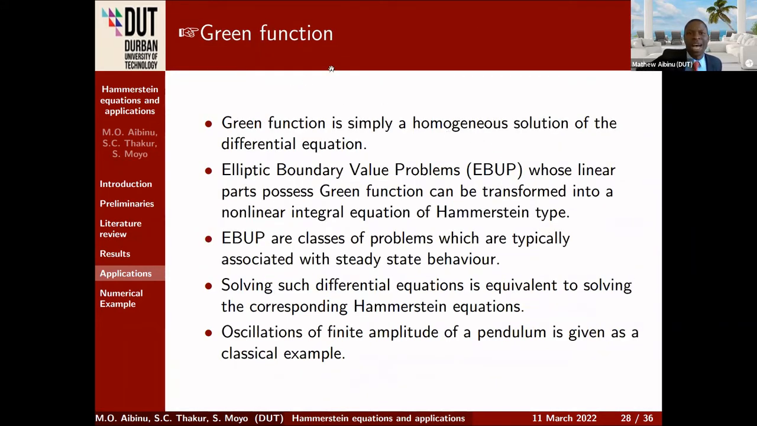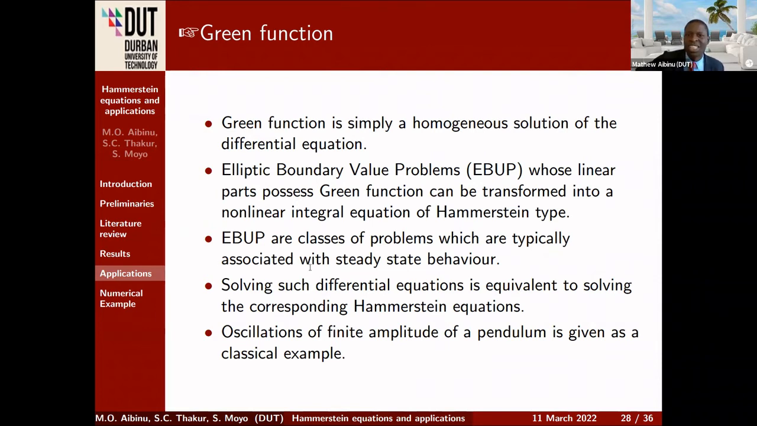For us to transform that differential equation into a nonlinear integral equation of Hammerstein type, we need what is called the Green function. A Green function is simply a homogeneous solution of the differential equation. As an example, an elliptic boundary value problem whose linear parts admit a Green function can be transformed into a nonlinear integral equation of Hammerstein type.